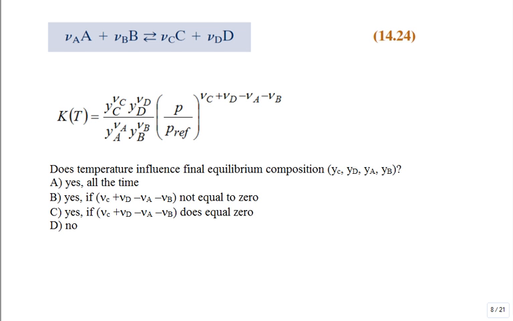Okay. Let's remind ourselves of the general chemical balance equation with stoichiometric coefficients. Let's remind ourselves of the equilibrium equation with the equilibrium constant K. Does temperature influence the final equilibrium composition of the components? I'll start the clicker question and go ahead and respond. Yes, temperature does, and it does all the time, or yes, only if that exponent's not equal to 0, or yes, if the exponent does equal 0, or no, it doesn't.